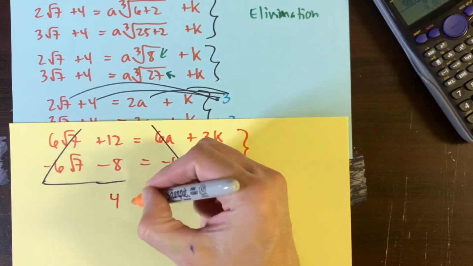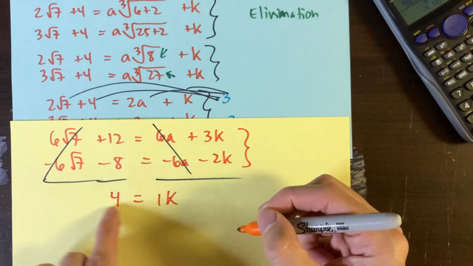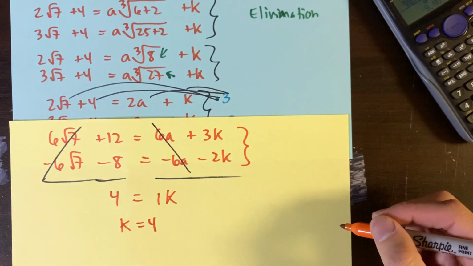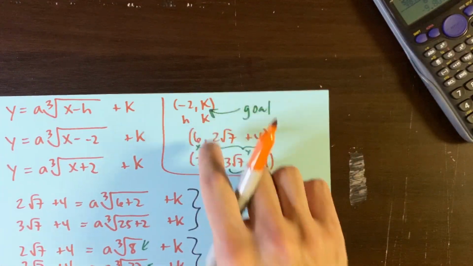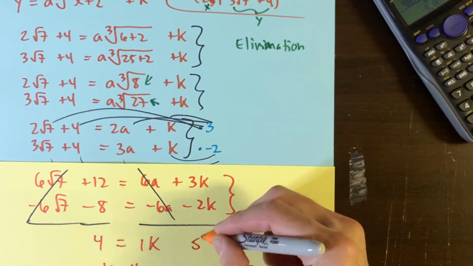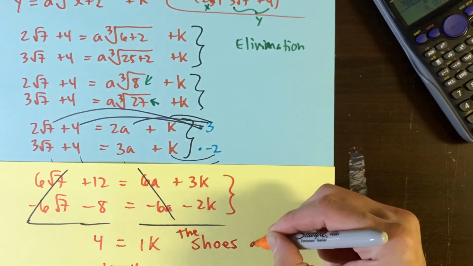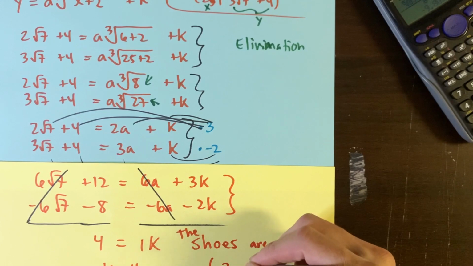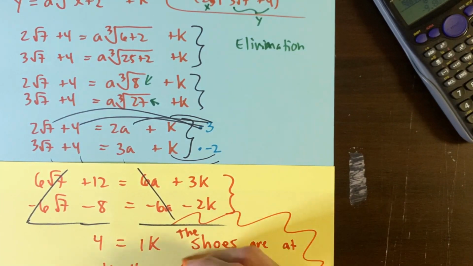12 minus 8 is 4. 3k minus 2k is 1k. Divide by 1 doesn't change anything. K is 4. And that's the y coordinate of the shoes. Remember that? The shoes were at negative 2k if you look at your notes that you copied down. So finish the problem. You can say the shoes are at, so always make sure that you answer the question. They wanted to know the coordinates of the shoes, and the coordinates of the shoes are this.